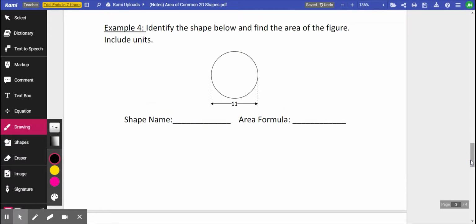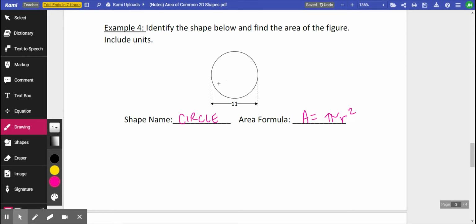Okay, example number 4. Identify the shape below and find the area of the figure. Include units. So what shape is this? This is called a circle. That one should be easy, as many of the others. The area formula for a circle, area is equal to pi times the radius squared. So all we need is pi, which is just a constant number, 3.14159, times the radius squared.